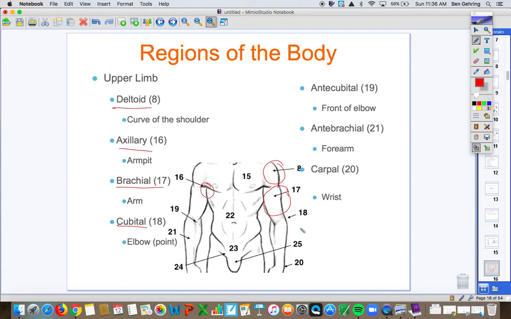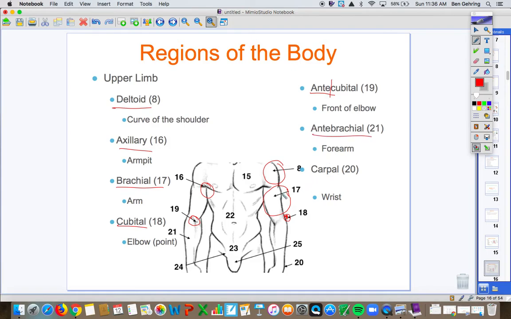Cubital refers to the point of your elbow. So this back point here of your elbow. So if you bend your arm, that sharp point where you elbow somebody, that's your cubital region, or your elbow there. Antecubital. Ante means before. Cubital refers to the elbow. So the area before or in front of the elbow is the front of the elbow there. Before the point is the front.